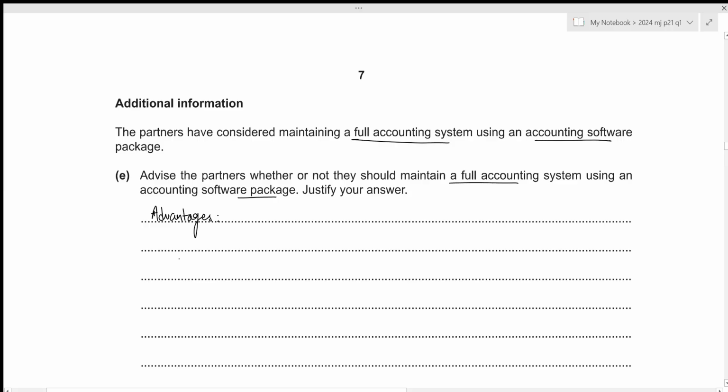The first thing is that it will provide detailed information to support management of business. Then the next advantage is that we are currently paying an accountant's fees, but if we are using an accounting software, we will no longer require any accountant services. So it will save accountant fees.